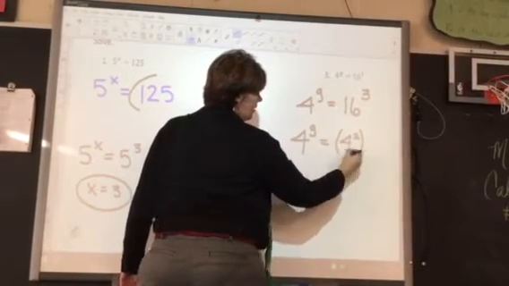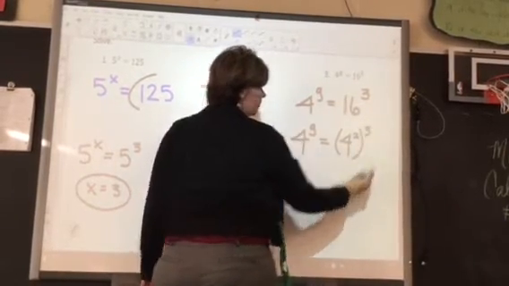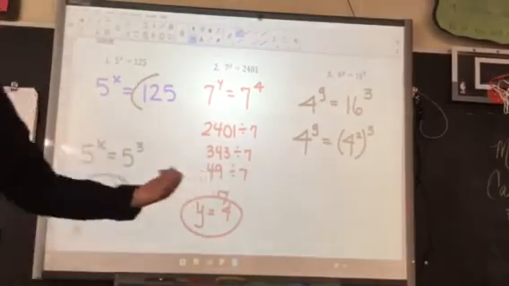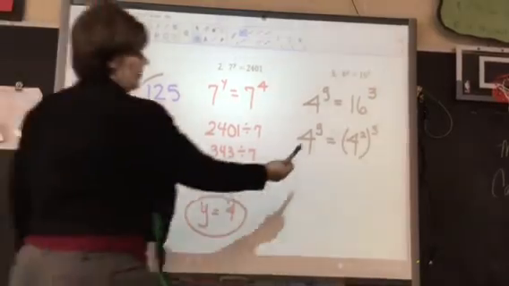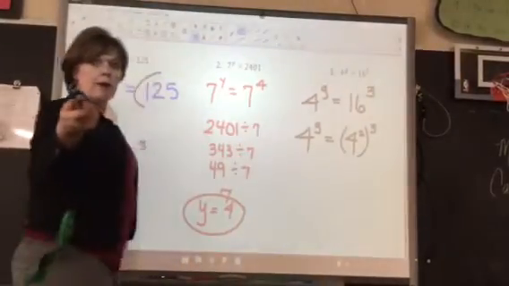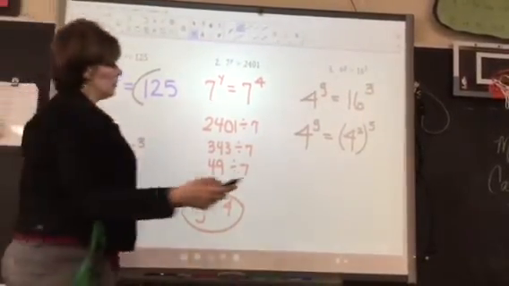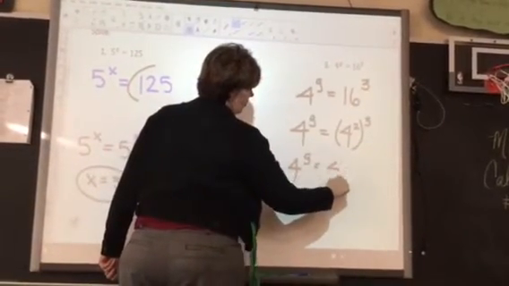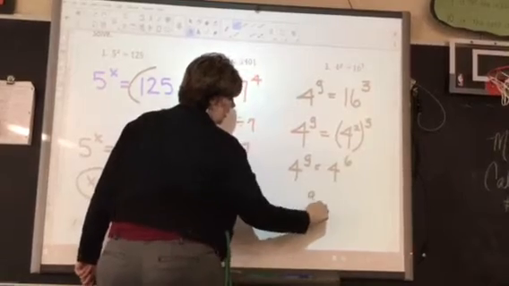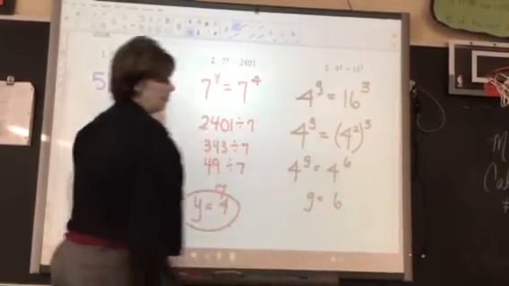That represents 16. Can I do that? Yeah, I can, right? But what does this actually become? 4 to the 6th power. How did you do that? Because 2 times 3 is 6. Right. So 4 to the g is the same thing as 4 to the 6th. That means that g equals 6.